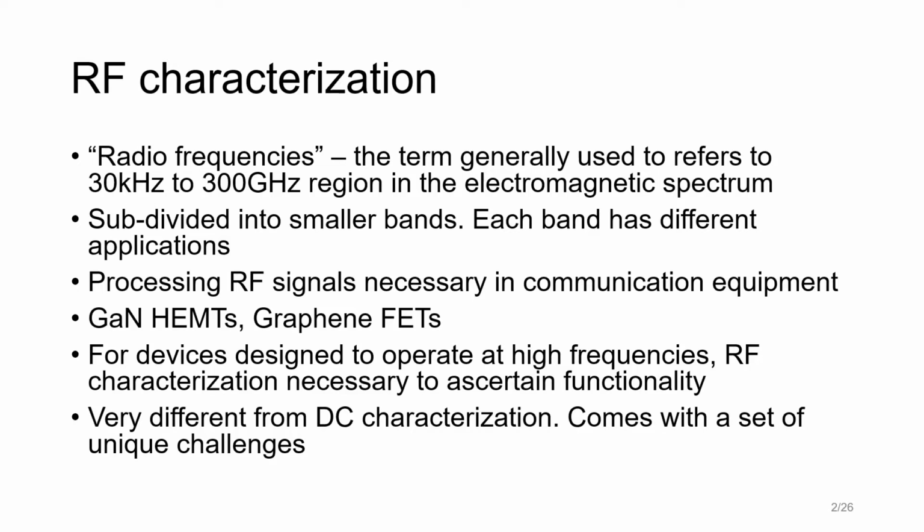So all these bands find use in different applications. To be able to properly generate, transmit, receive, and process signals at RF frequencies is thus critical, because these RF frequencies are used everywhere today. New candidates such as gallium nitride based HEMTs and graphene based FETs are being considered as alternatives to current technologies and are being investigated extensively throughout the world.